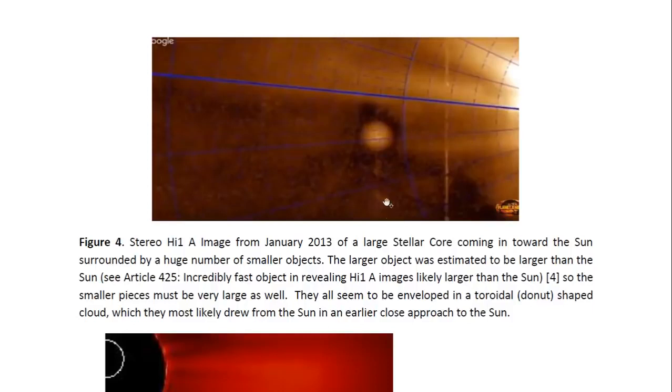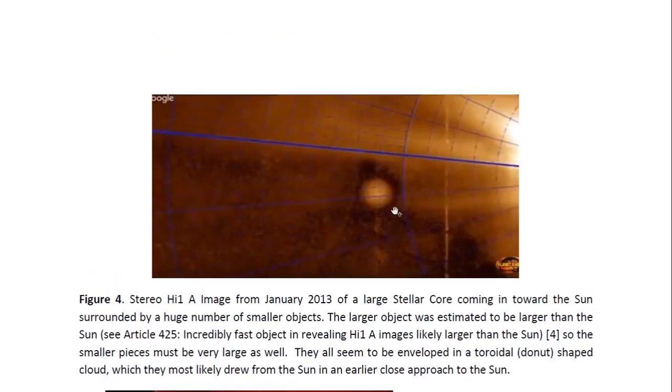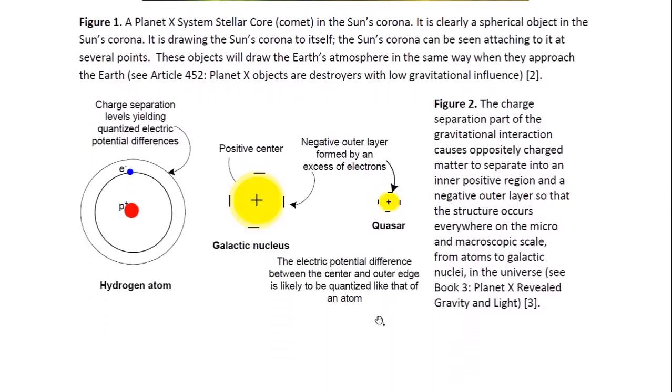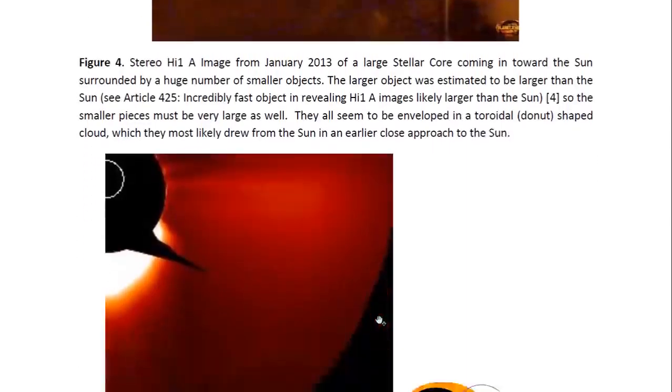But all these pieces seem to be enveloped in a toroidal or donut-shaped cloud, which they most likely drew from the sun in an earlier close approach to the sun. Because remember, you can see that when they arrive in the sun's corona, they seem to draw that part of the sun, which is the sun's atmosphere, towards themselves.